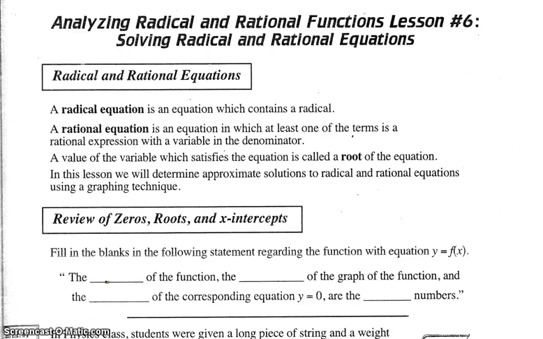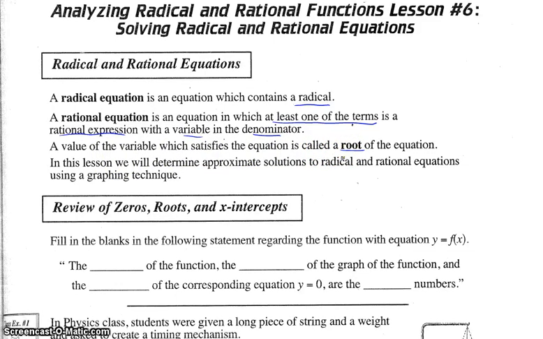So just to review, a radical equation is an equation that contains a radical and has typically x underneath the radical. A rational equation is an equation where at least one of the terms is a rational expression with the variable in the denominator. The value of the variable which satisfies the equation is called the root of the equation, and we're going to look at finding these.